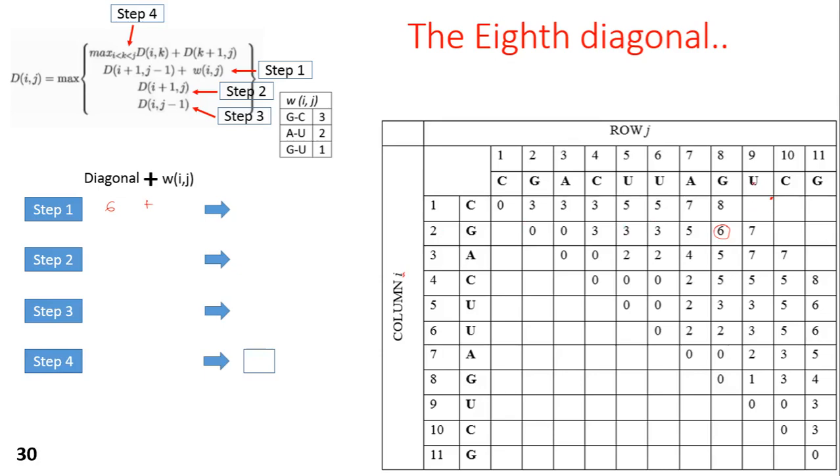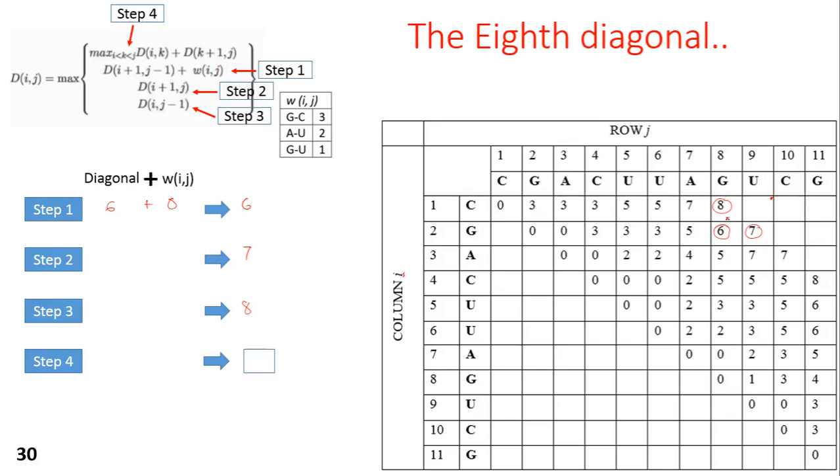Can we add a weight value? This box corresponds to the base pairing of U with C. C pairs with only G, therefore we have to add the weight value of 0, 6 plus 0, that would be 6. Okay, column contribution 7, row contribution 8. Now let us consider if we can exceed this 8 in our step 4.